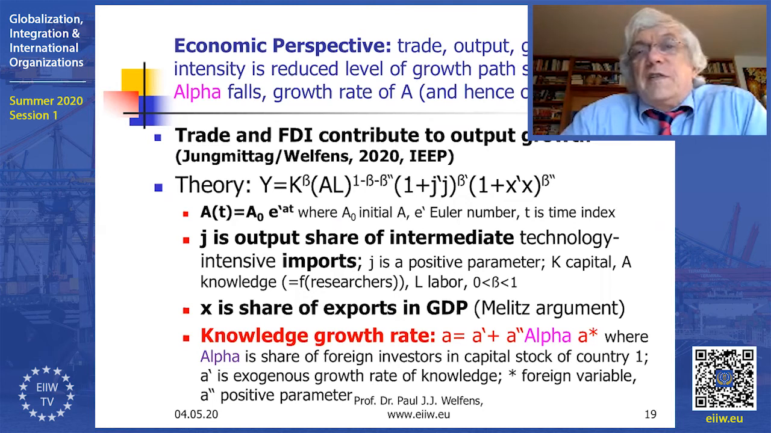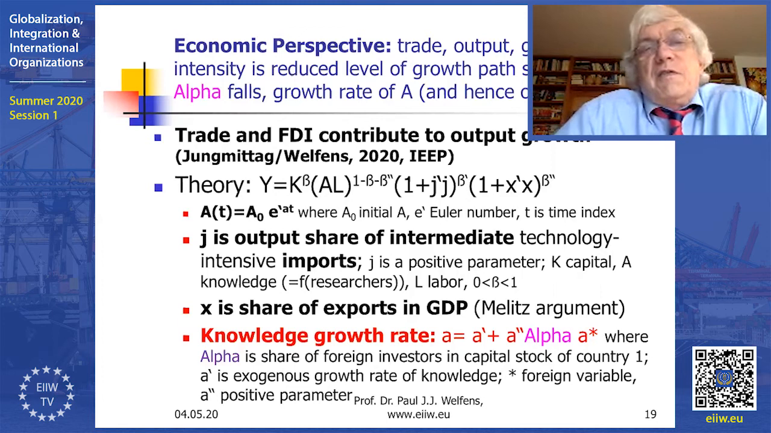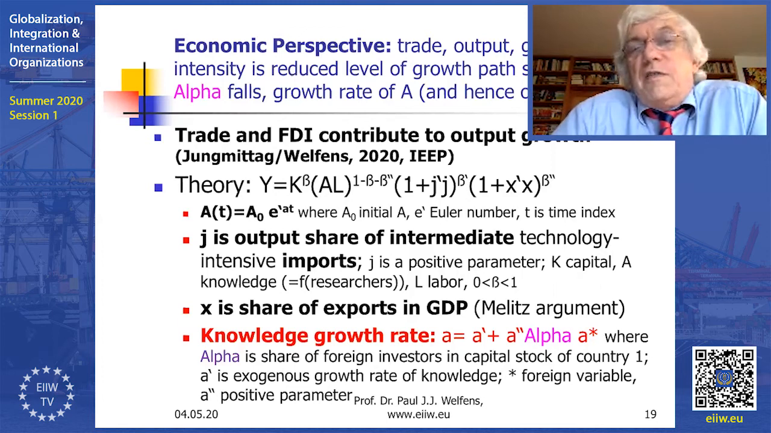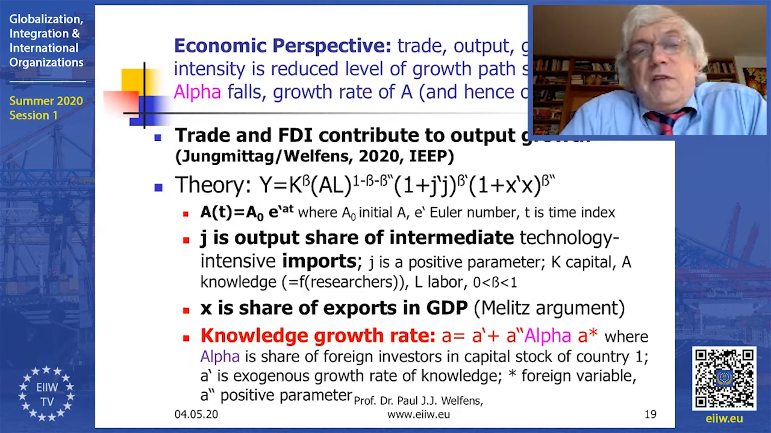Okay, the economic perspective: trade, output and growth, and technology intensity. So this is all quite important and interesting. We have a parameter alpha, which actually is the share of foreign ownership in the capital stock, and there's a certain growth rate of knowledge. So knowledge is denoted as capital A. And there is a paper on trade and FDI, looking at the contribution to output growth here for EU countries.